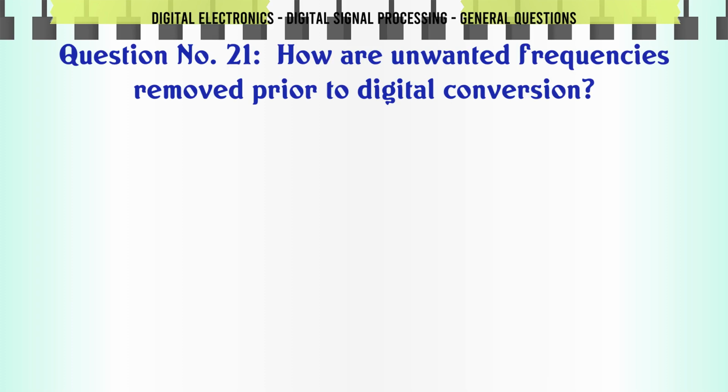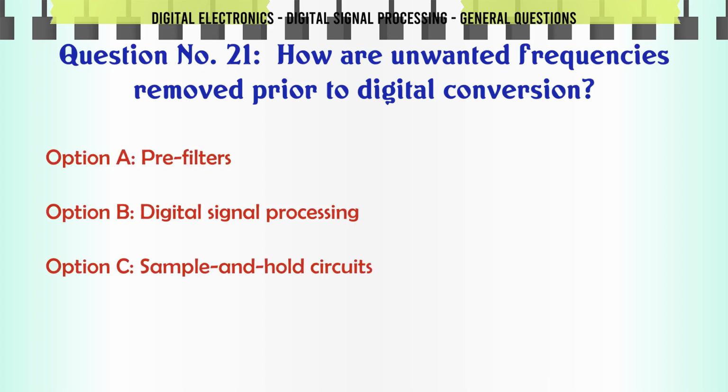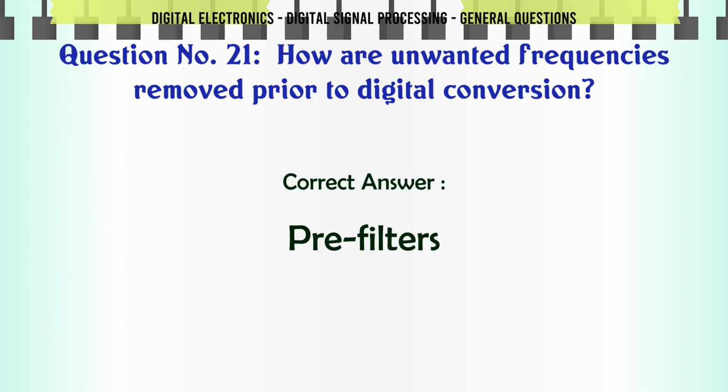How are unwanted frequencies removed prior to digital conversion? A. Pre-filters. B. Digital signal processing. C. Sample and hold circuits. D. All of the above. The correct answer is pre-filters.